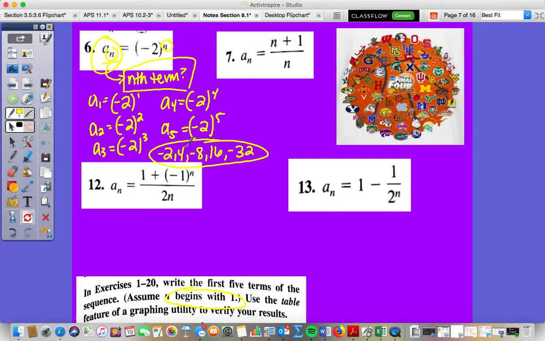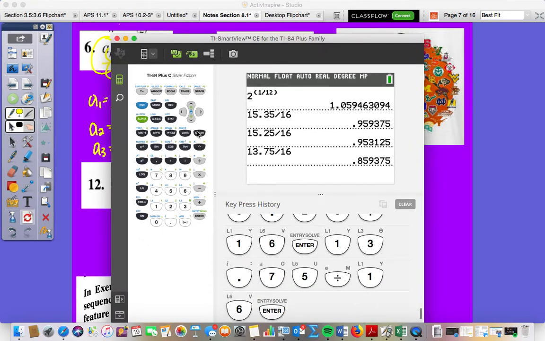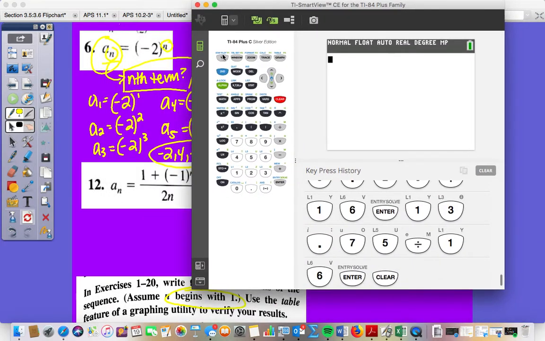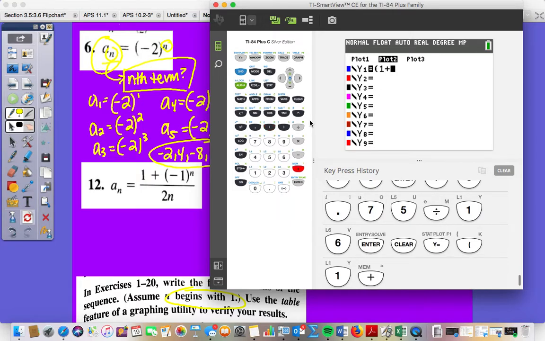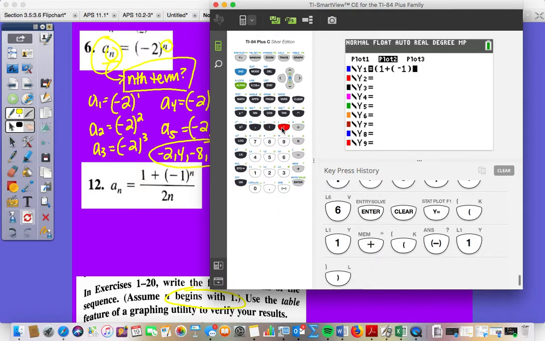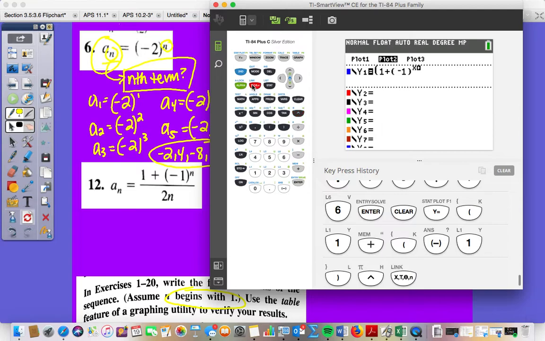You could do the same for number 7. So a sub 1 equals 1 plus 1 divided by 1. We know that to be 2. But there's actually an easier way to do this. I'll do a more complicated one down on number 12, where you could plug this in your calculator. It's kind of nice. So think of this as y equals. We're looking at number 12. Putting in the top, we want to make sure we funnel that in. So we'd say 1 plus -1 to the x power.